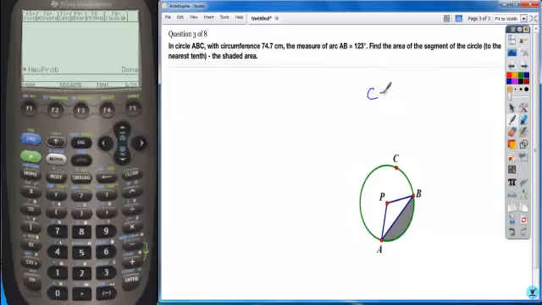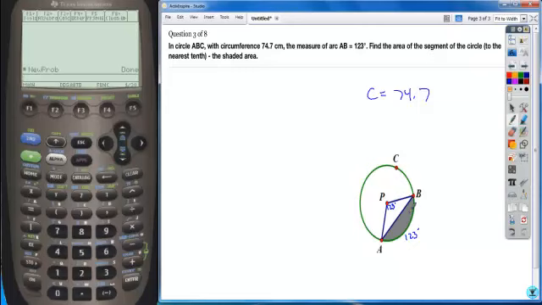In this problem, you're told that the circumference is 74.7. The measure of arc AB is 123 degrees, which means this central angle is 123 degrees. You want to find the area of the segment of this circle.